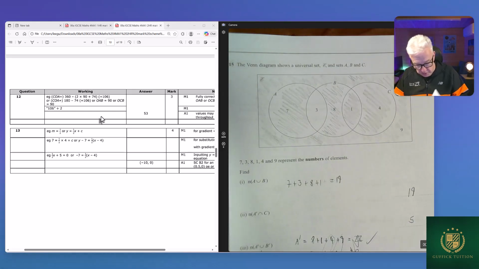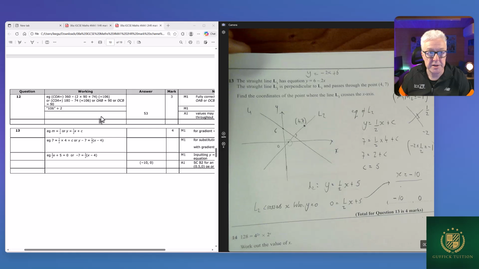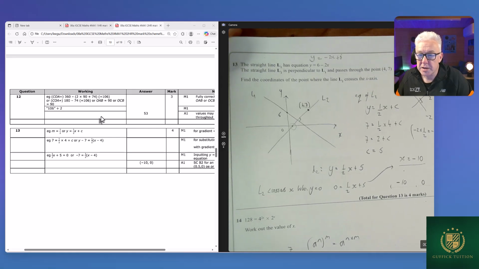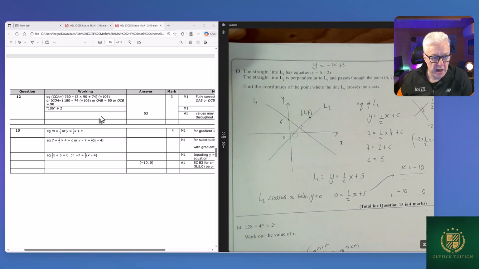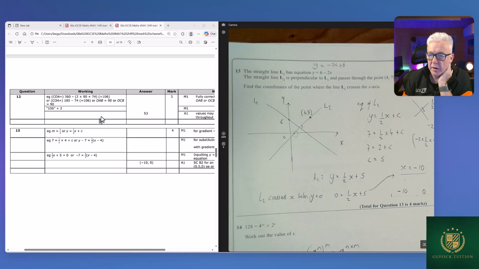Right, we'll look at question 13. Let's see what's going on with this one next. So question 13 is getting a little bit trickier now, it looks like. The straight line L1 has the equation y is equal to 6 minus 2x. The straight line L2 is perpendicular to L1 and it passes through the point (4, 7). Find the coordinates of the point where L2 crosses the x-axis.